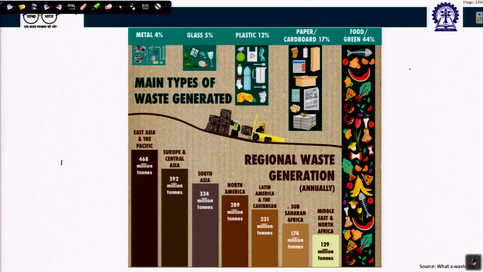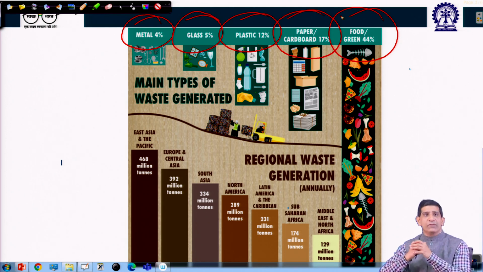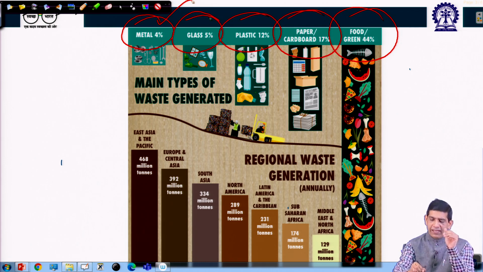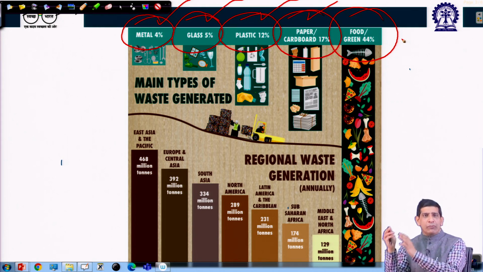Now, what is there in that garbage? If you look at that waste, what is present there? We have metal, around 4%, glass, 5%, plastic, 12%, paper and cardboard, 17%, and food and green waste, 44%. These are global averages, presented here from the World Bank report. Each one of them, metal, glass, plastic, paper, can be recycled. There are markets for recycling of each one of them, even in India. And food and green waste, which is 44%, we can compost, or we can do anaerobic digestion, and we can do resource recovery from that as well.